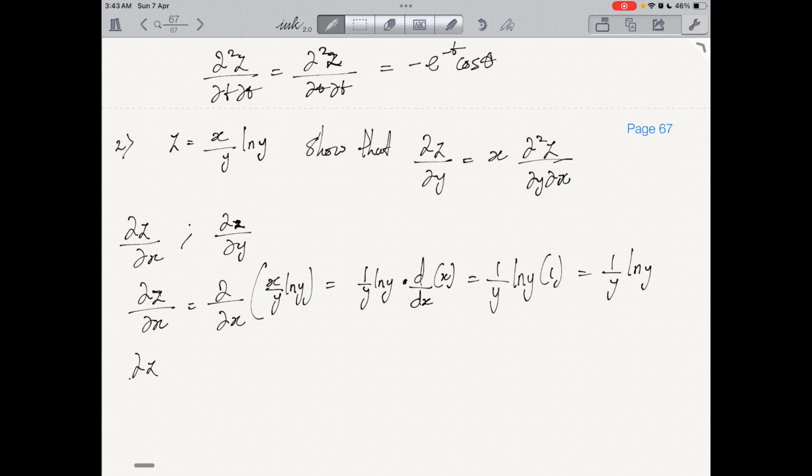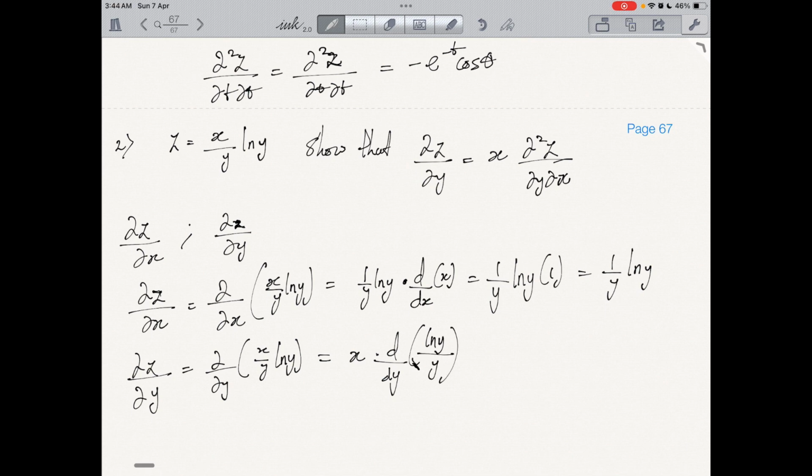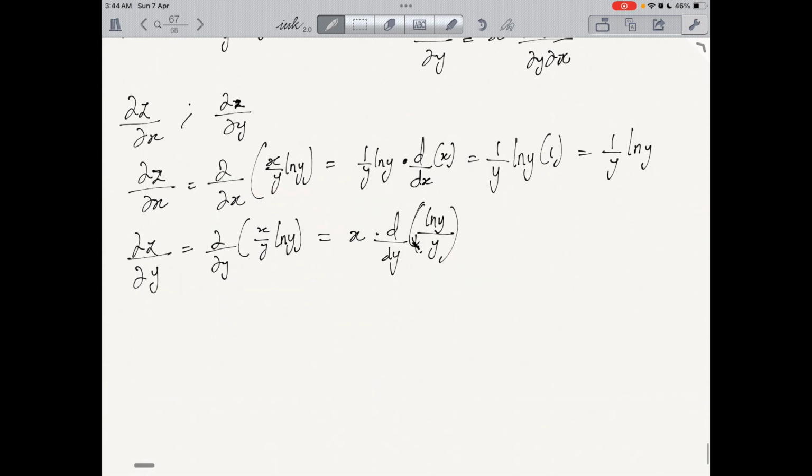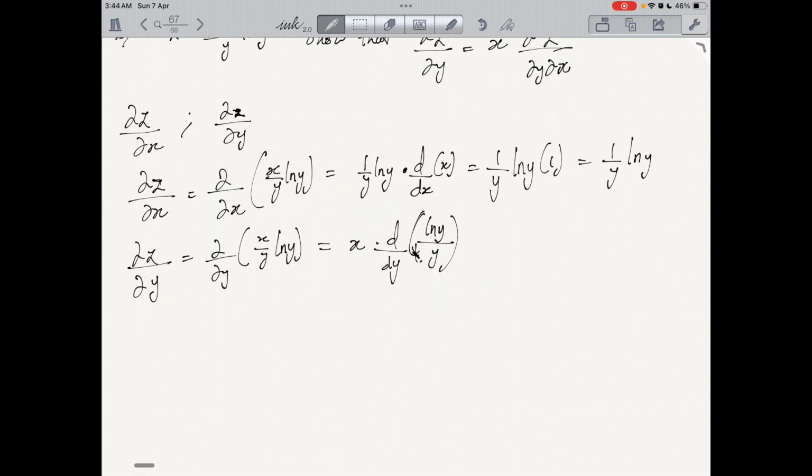Let's do the same for ∂z/∂y, and that will be x ln y. When we are differentiating partially with respect to y, our x is kept constant. That is x, and we are going to have a full differential with respect to y of ln y divided by y. Now, in this case, we are going to apply the quotient rule to solve the differential of ln y over y.